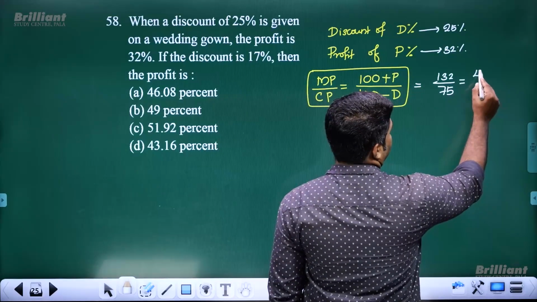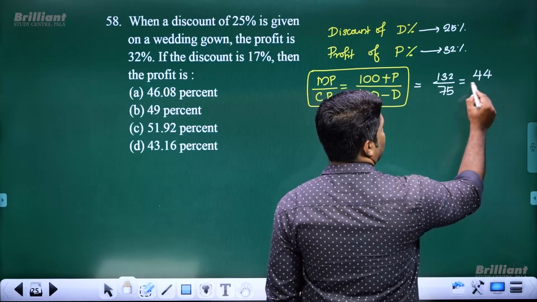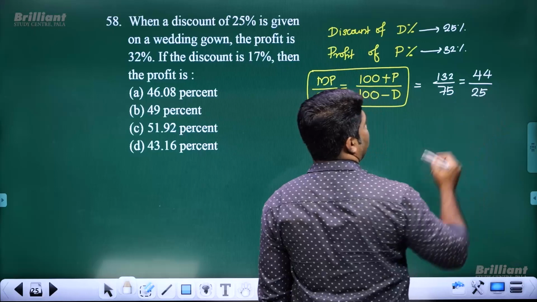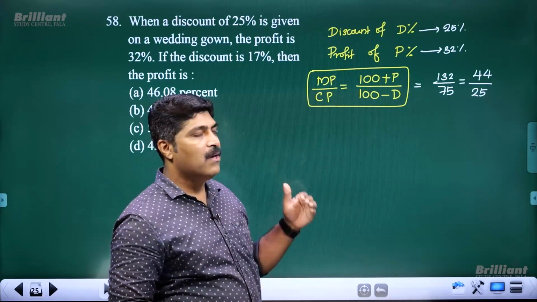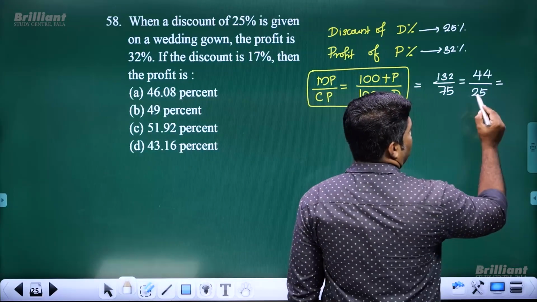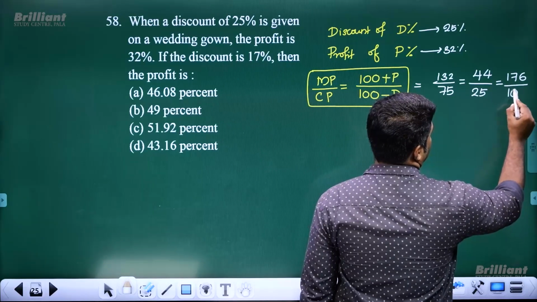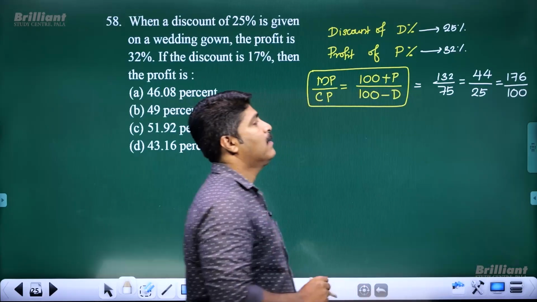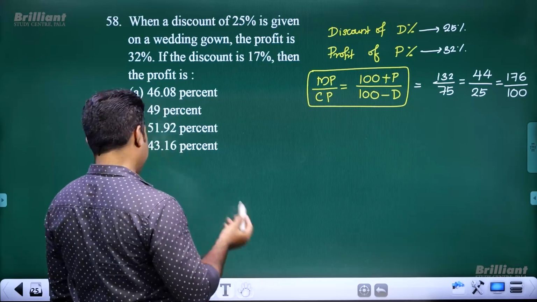So just divide it by 3. Whenever we are dividing it by 3, this is 4 times of 3, 12. Further 4 is there. This is 25. This 132 by 75, we can convert it in the form of 44 by 25. Again, just multiply it by 4. What you will get? This is 176 and this is 100. Got it? 176 by 100.